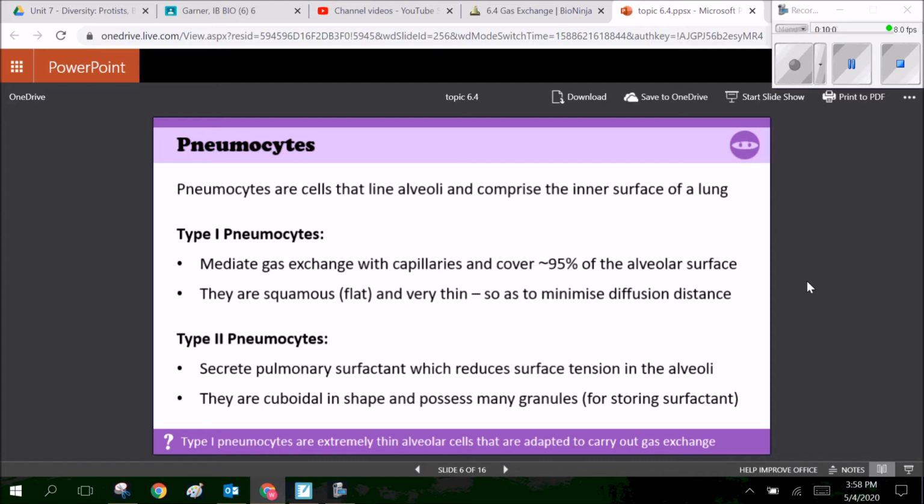Those are type 1 pneumocytes. Type 2 are going to actually secrete a surfactant, which if you remember, we talked about in relation to lipids. It's basically going to reduce the cohesion of those lipids and reduce the surface tension in your alveoli. And the reason you would want this to happen, we'll talk about in a second, but it's really important for your alveoli to be able to exchange stuff easily.